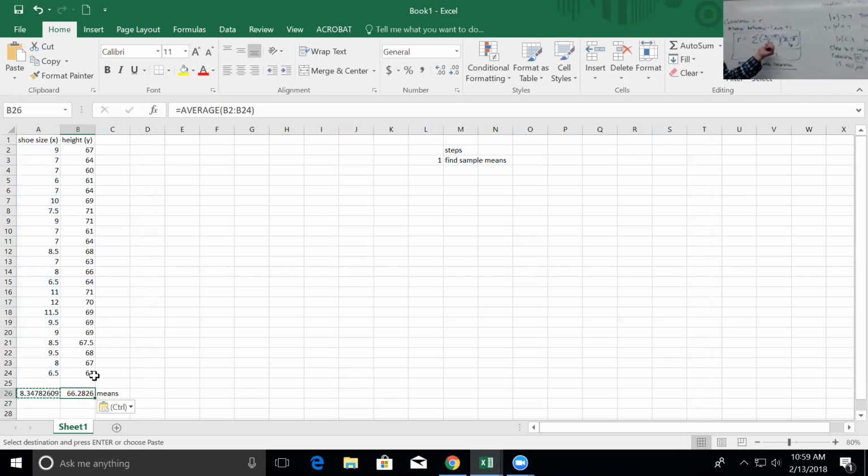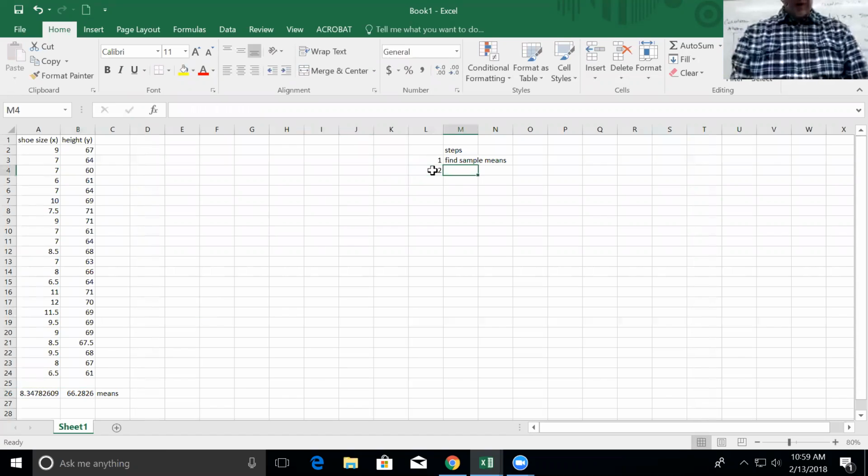Now, what do you think S sub Y and S sub X represent? What does S usually represent? Sample. What did we have on our quiz today? Standard deviation. Okay, so step number 2 is find the sample standard deviation. Now, what's the command for standard deviation?